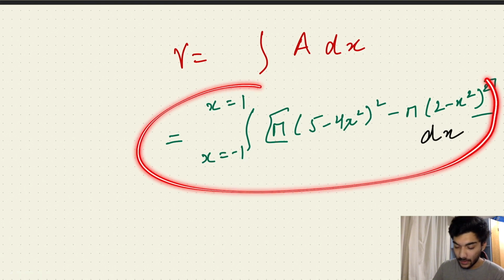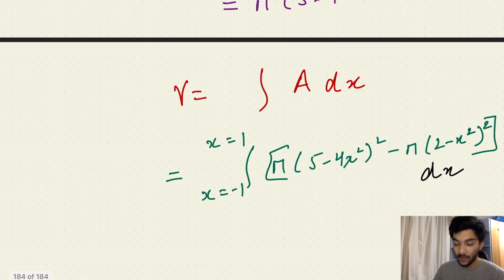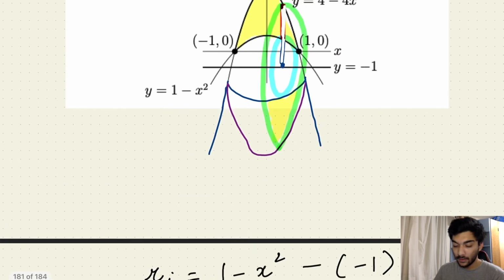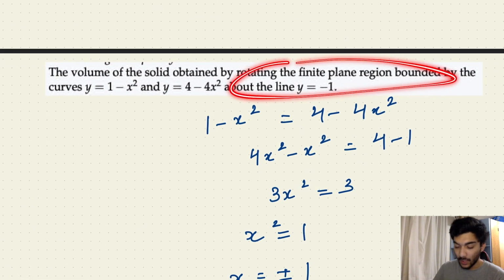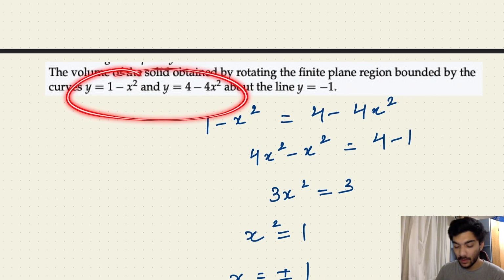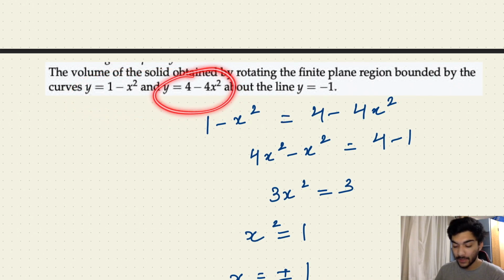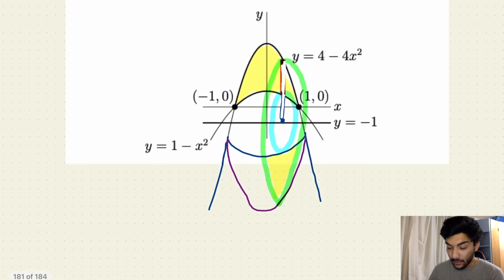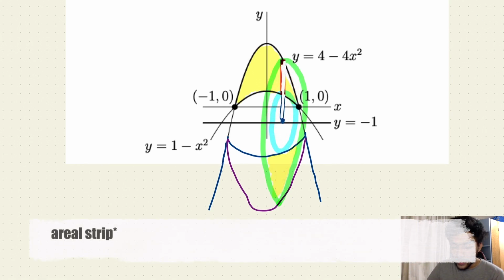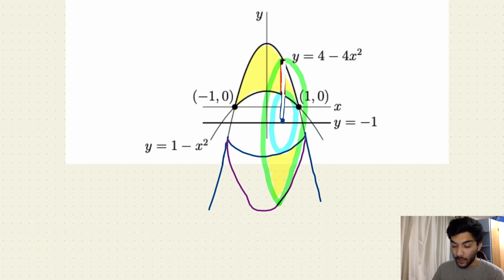And when you solve this definite integral, you will be able to calculate the volume obtained by rotating the finite plane region between the curves y equals 1 minus x square and y equals 4 minus 4x square about the line y equals minus 1. I know this was a tricky question to solve. The hard part is always to identify the required area of your arbitrary vertical strip, and then integrating over the endpoints in this case.